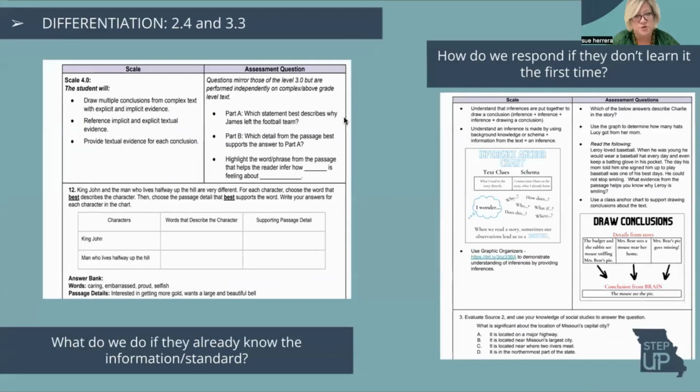If you want to expand your definition of differentiation to include those students that are beyond the priority standard, who are above grade level and need enrichment, that would be Educator Growth Guide 2.4. And we can look on the level 4 of our scale, and you can see that we are unpacking what would that next level be for the priority standard.